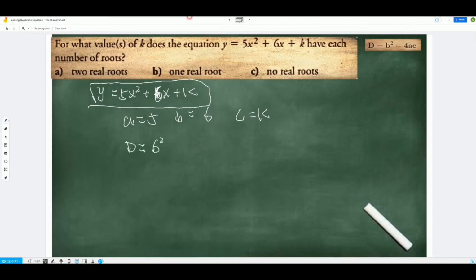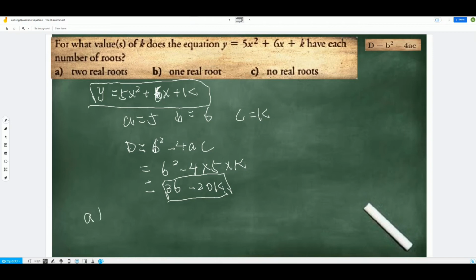b squared minus 4ac. b is 6, right? 6 squared minus 4 times 5 times k. k we don't know, right? So 36 minus 20k. Okay, this is D, right? They have one variable. So for A, two real roots.